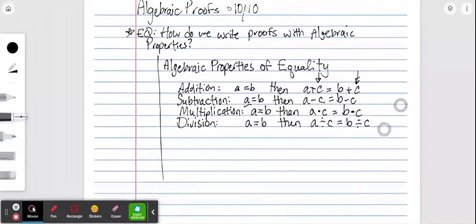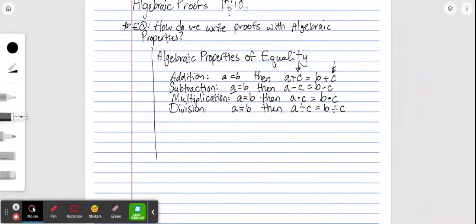Okay, so now that we have those properties of equality, let's talk about proofs. Now, everybody thinks about proofs as like some scary monstrosity of whatever you're doing, but it's really not. It's literally just justifying every single thing that we're doing.